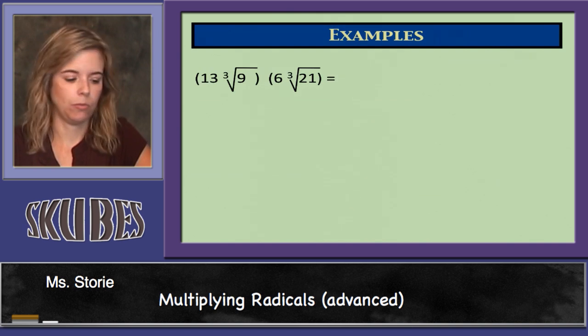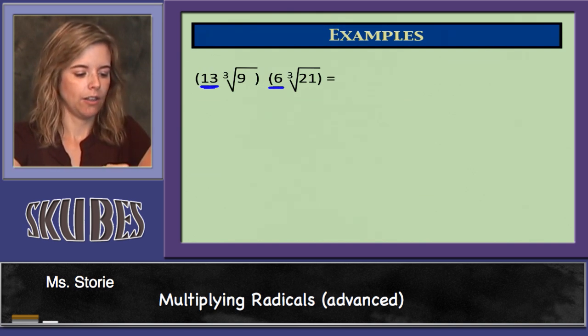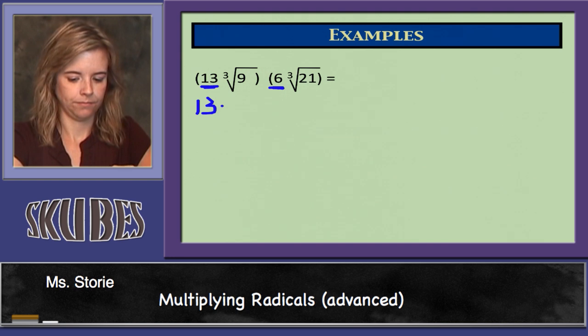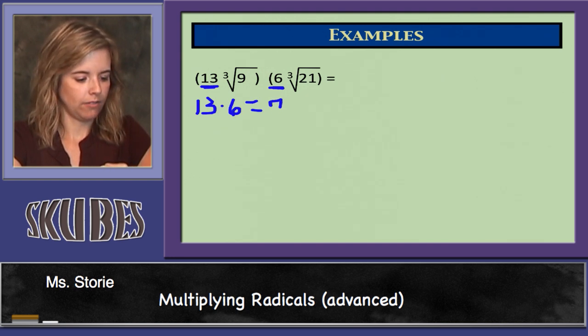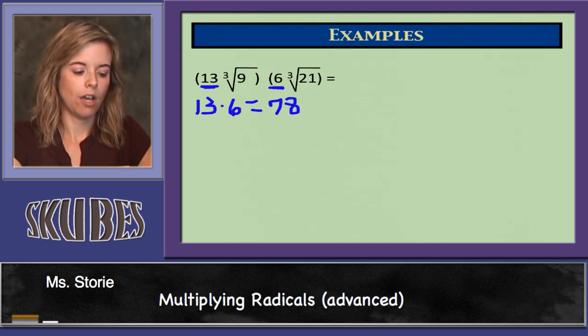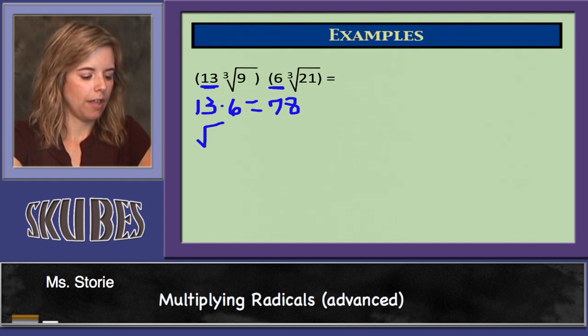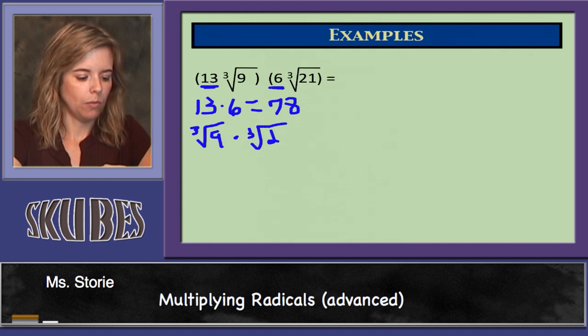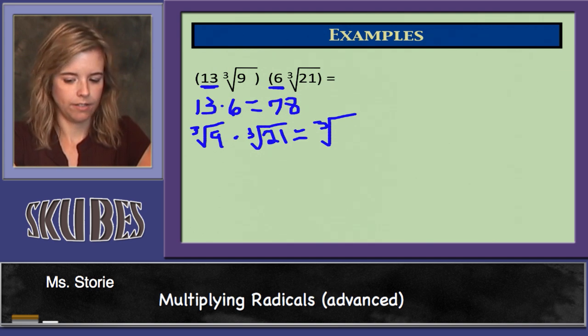Let's try another example. First thing, let's take 13 times 6, and that's going to be 78. Now we're going to take our radicals and multiply the cube root of 9 times the cube root of 21. When we do that, we're going to get another cube root, and this one is the cube root of 189. Big number. If it's a big number, it's probably not simplified.